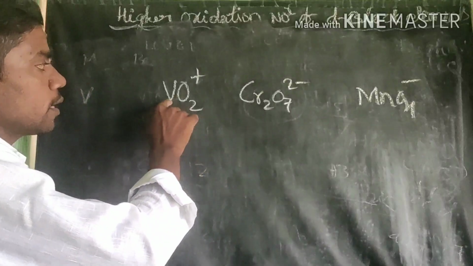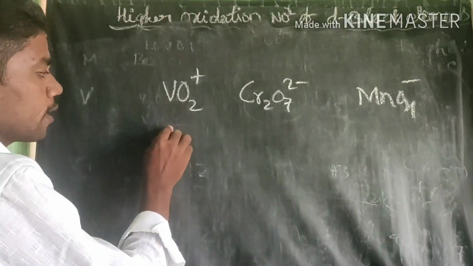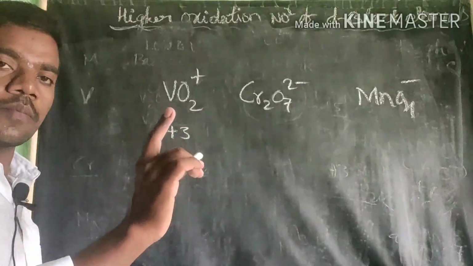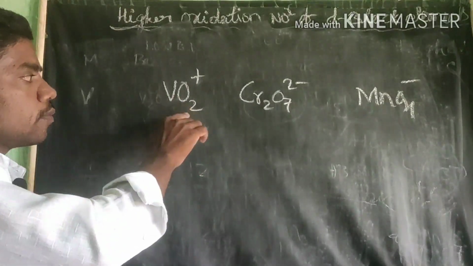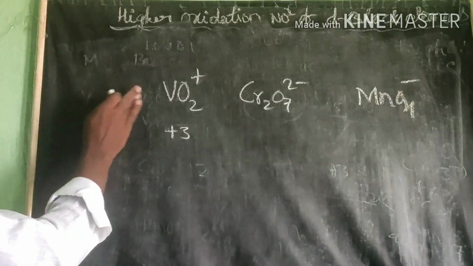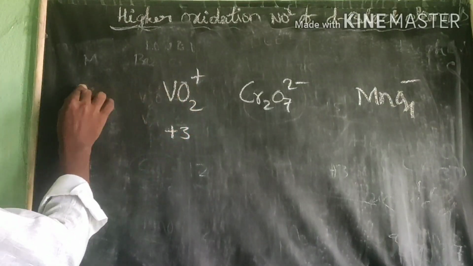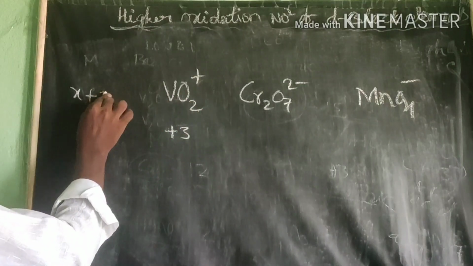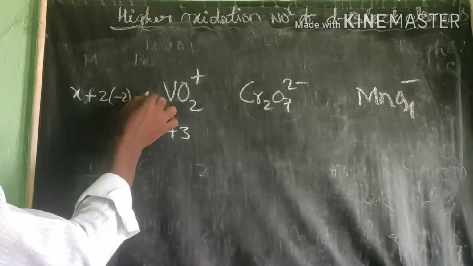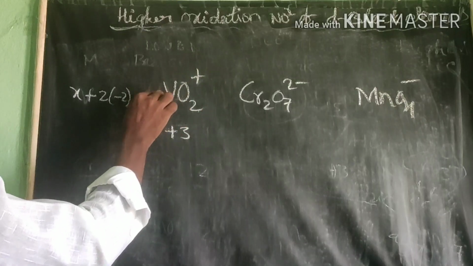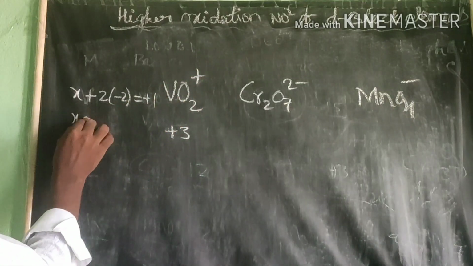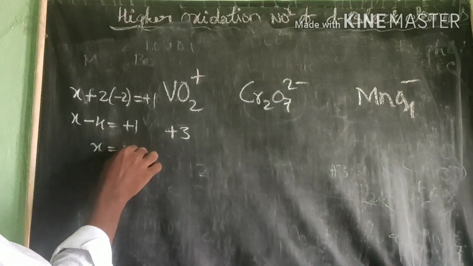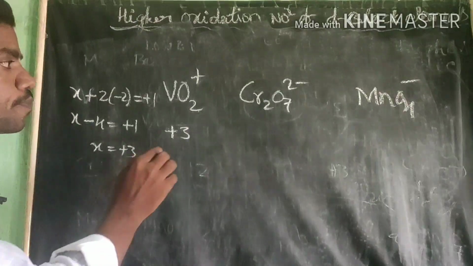What is the oxidation number here? Vanadium oxidation number is +3. If you don't know, I will tell you how to find the oxidation number in the next video, otherwise I will tell you here only. Vanadium takes X, plus 1 oxygen means -2. There are 2 oxygen, that is -4, equal to the overall positive charge, +1. Therefore X minus 4 equals +1, therefore X equals +3. This is the oxidation number calculation.